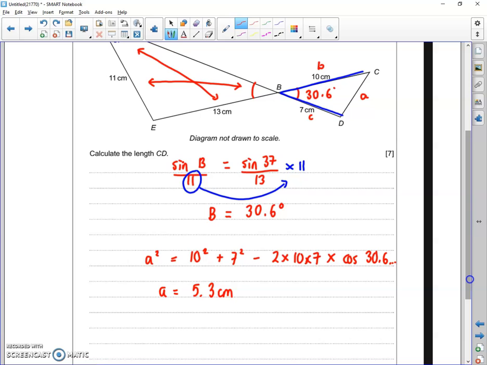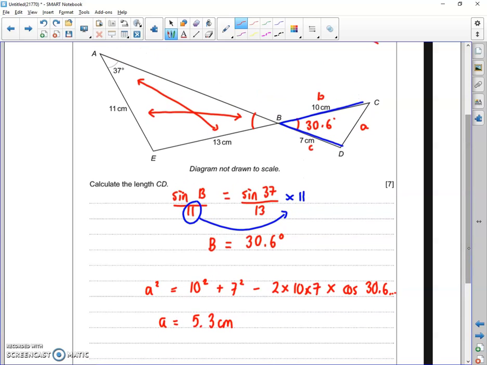But sine rule first, because we had pairs on the left-hand triangle. Take the angle over to the right-hand side, because opposite angles are equal. And then it's cosine rule, because you've got 2 sides and the included angle, that is the angle in between.